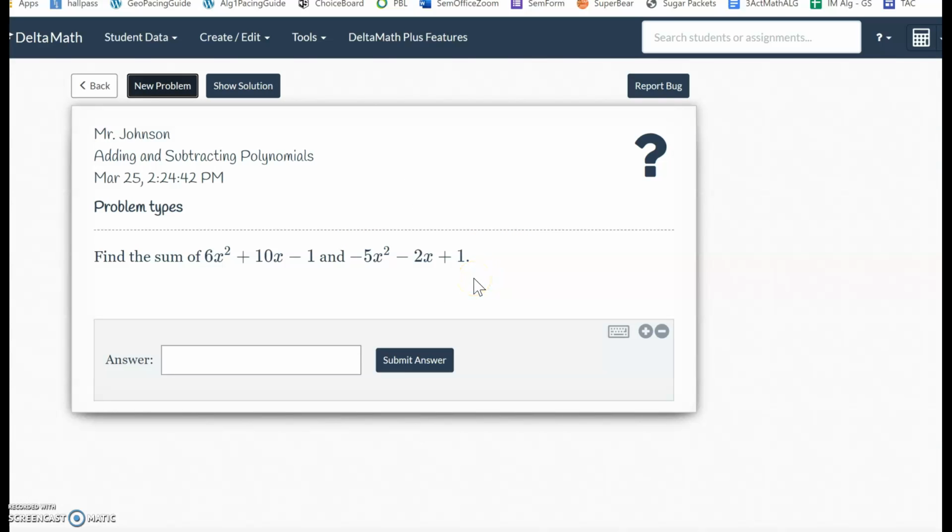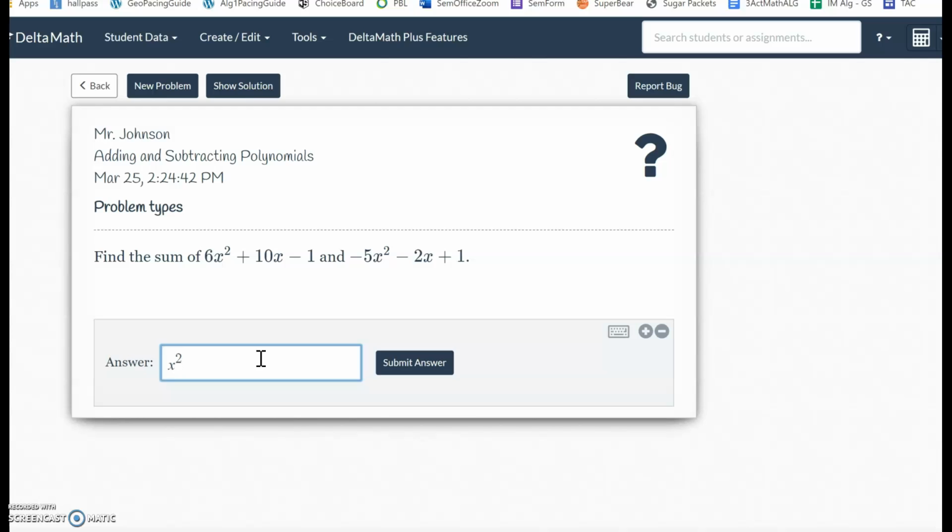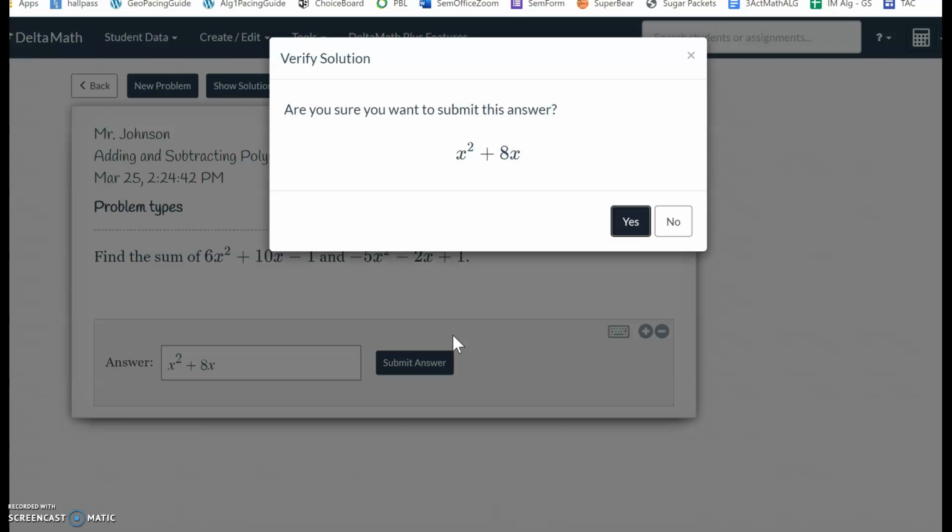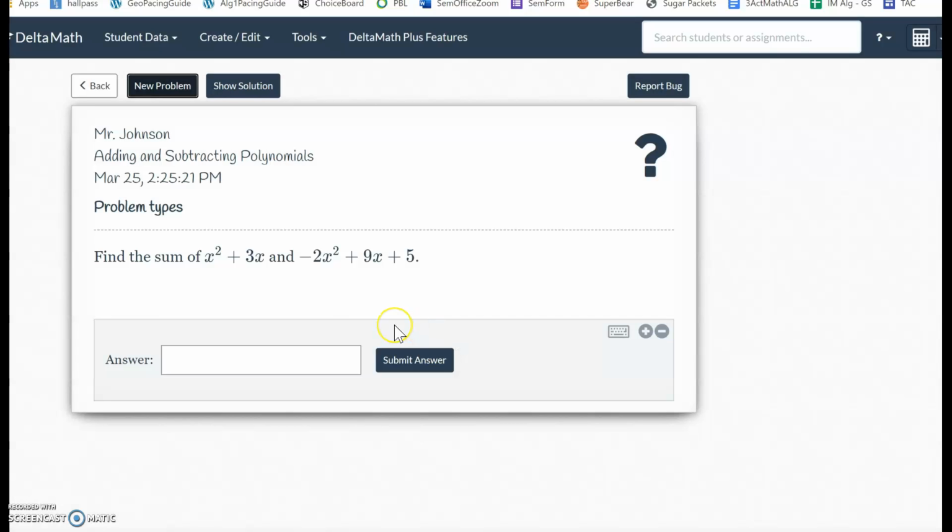Okay, find the sum. So we're finding the sum again, just combining like terms really. When I look at my x squared terms, 6x squared and negative 5x squared, if I put those together, that's just going to be a 1x squared. Let's look at the x terms. 10x and negative 2x. 10 and negative 2 make 8. So 8x. And then negative 1 and 1 eliminate each other. Negative 1 plus 1 is 0. So it looks like that's all we're left with. All right, let's skip this one.